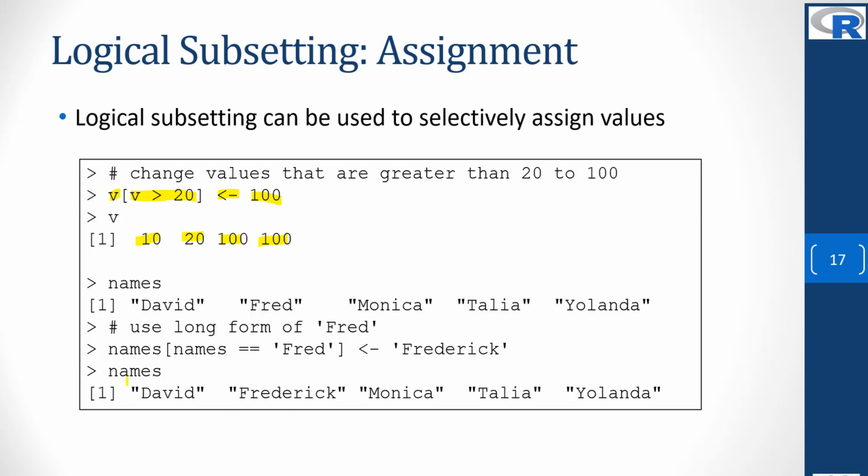And then the same type of operation here for the text array. Names again, David, Fred, Monica, Talia, Yolanda. We're going to look for the name Fred using the double equal comparison for equality. And when we find it in the vector, which is here, we're going to replace it with the name Frederick, the long form. And you see the resulting vector here has replaced Frederick with a long form of that name and left the other elements alone, since there's only one matching result from that expression.